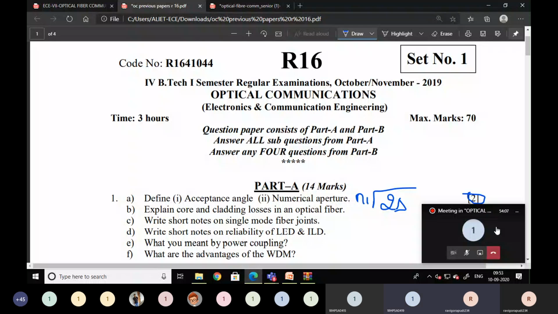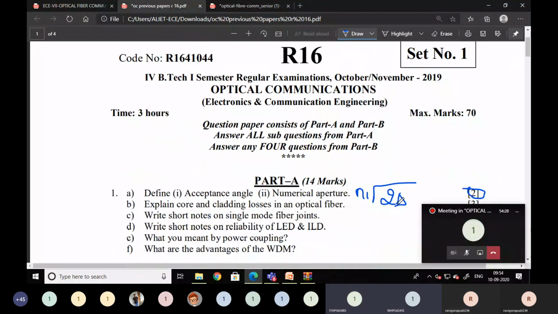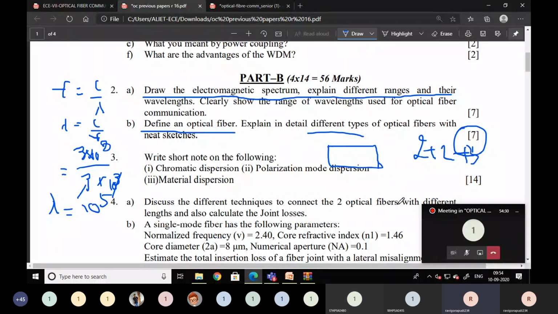Step index and graded index. That is based on refractive index, sir. Very good. Based on profiles, sir, refractive index profile: step index and graded index. What about single mode, multi mode? Modes of fibers, sir. Based on modes. Very simple answer.